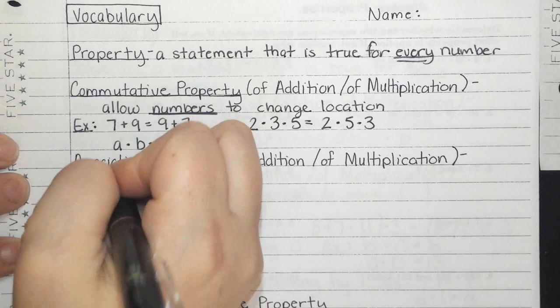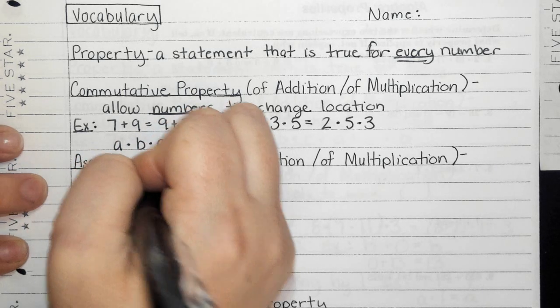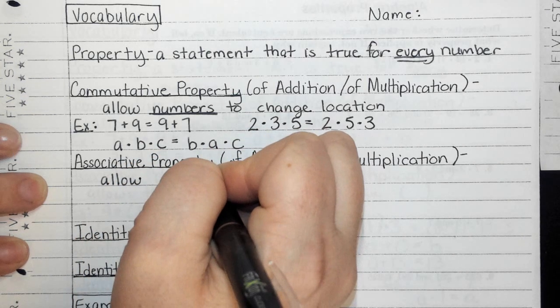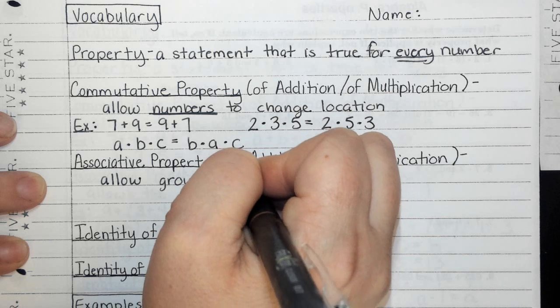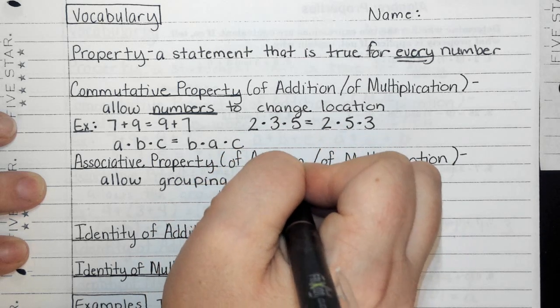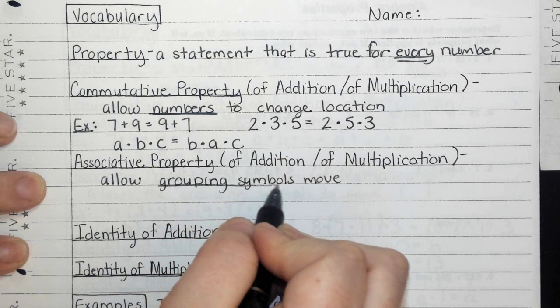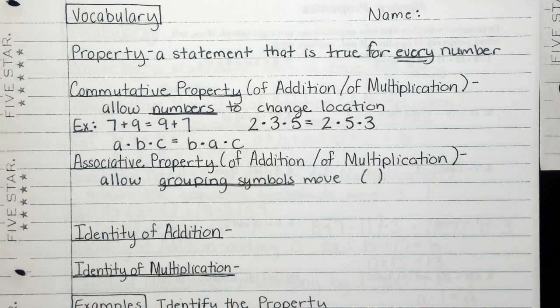So what the associative property does is it allows those groups to change by allowing grouping symbols to move. So for the commutative, we were letting the numbers move. Now we're letting the grouping symbols move. Grouping symbols, which are those parentheses. All right, the associative property allows grouping symbols to move.